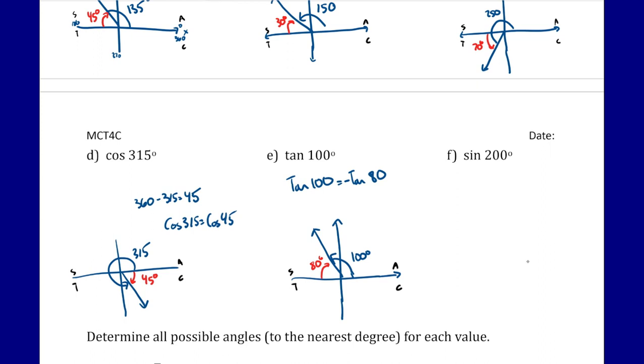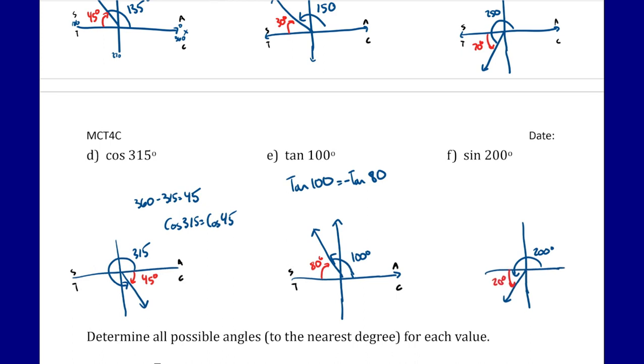So sine of 200, again, I'm just going to draw my line out. 200 degrees, and just roughly drawing. I'm more concerned about what quadrant it's in. So in this case, this would be 200 degrees. Looking at the acute angle for reference would be here. So it would be 200 minus 180. This would be 20 degrees.